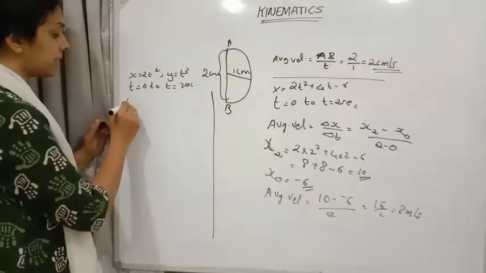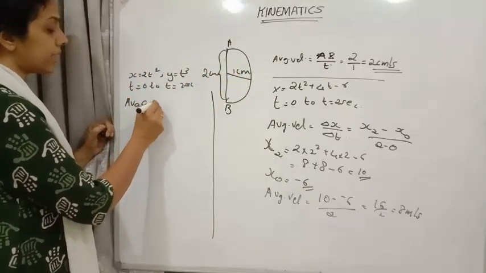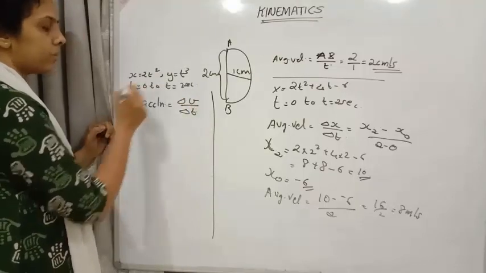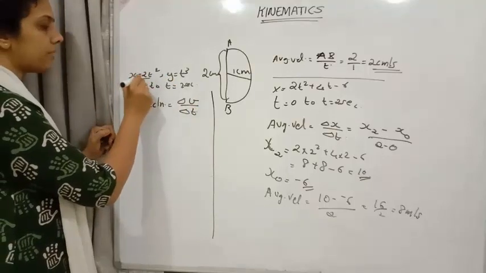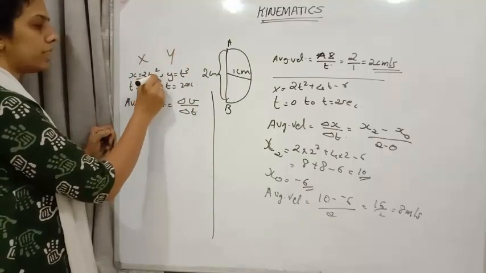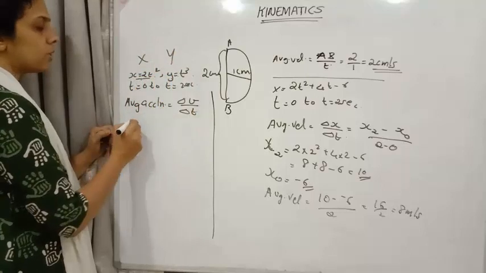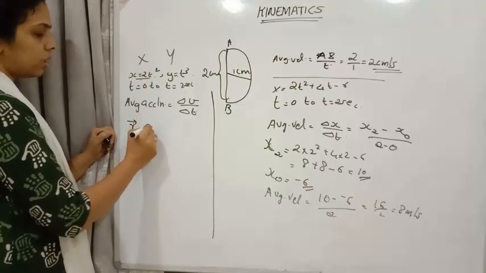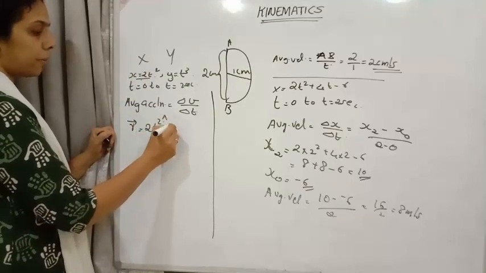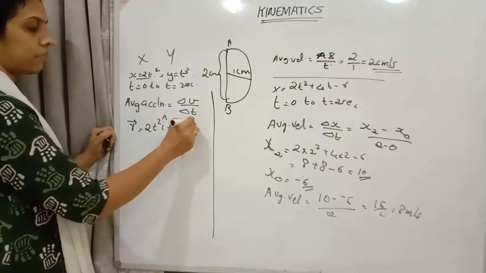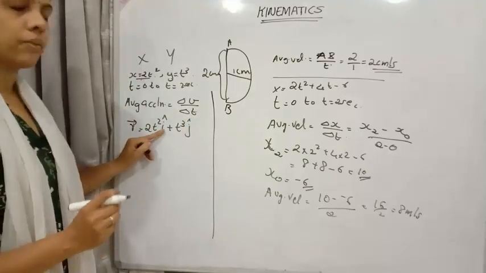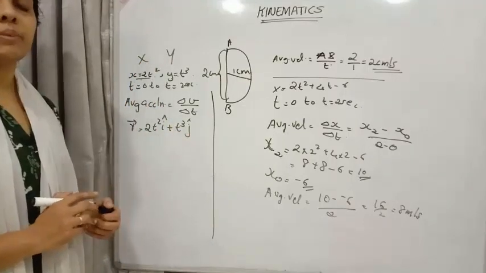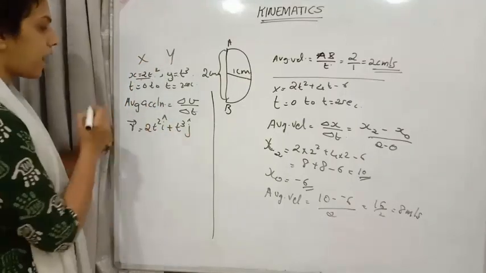Average acceleration equals delta v divided by delta t. What is delta v? Here we have the xy plane, right? So x equals 2t square, y equals t cube. How can we write r? r will be equal to 2t square i cap plus t cube j cap, because x is along i cap and y, as a vector quantity, we write as j cap. So r we got.